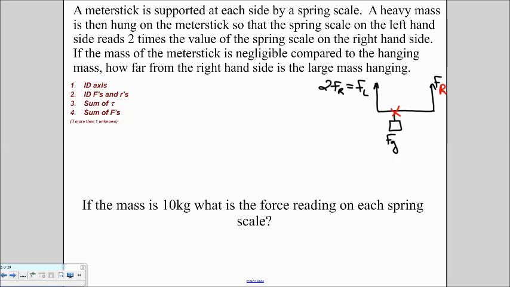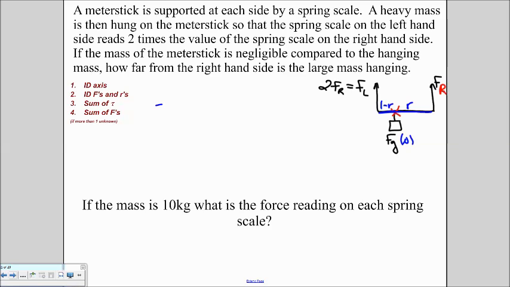Identify all the forces. Well, I kind of already did that. We got FL, we got FR, we got FG. Now, each of their R's. This is a meter stick, right? So the total distance is 1 meter. If I'm going to say this side is R, that means that this side is 1 minus R. So I've got my radiuses. And this one is, of course, 0 because it's at your axis of rotation.